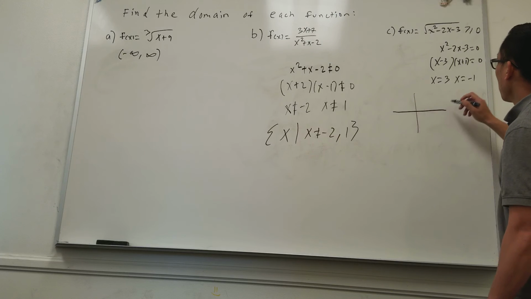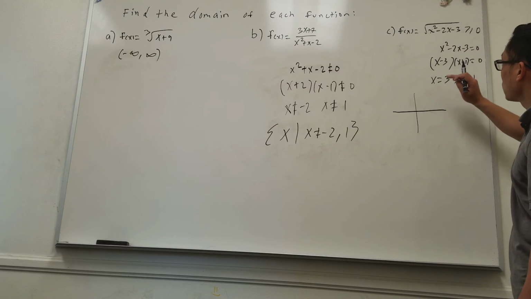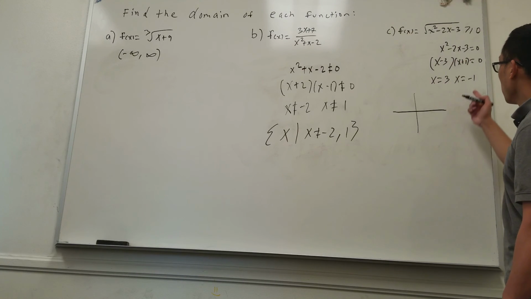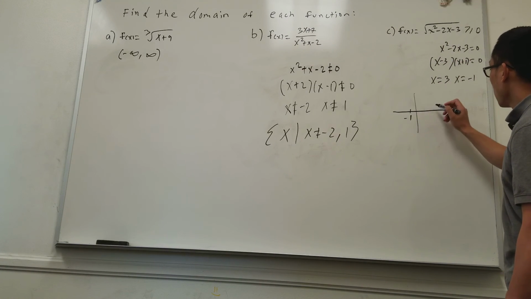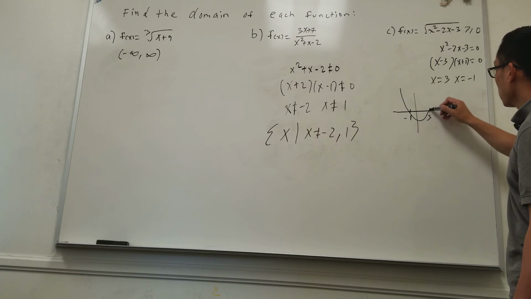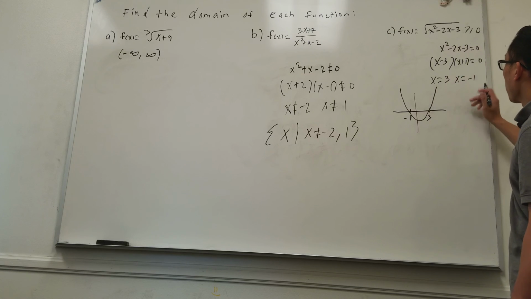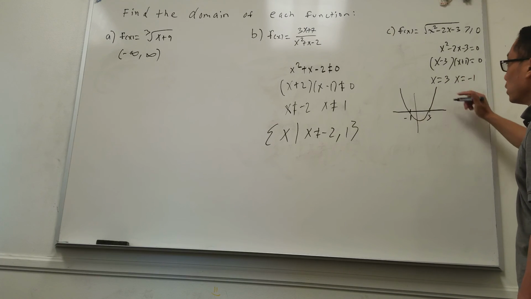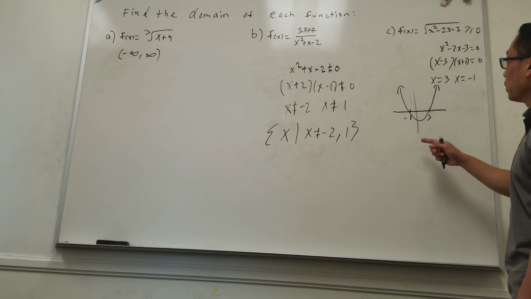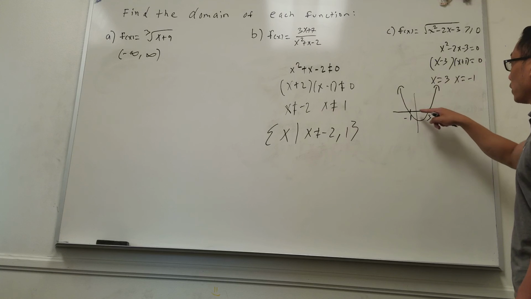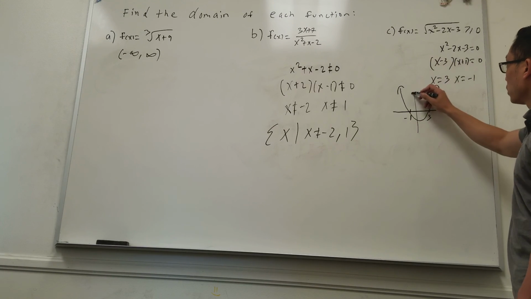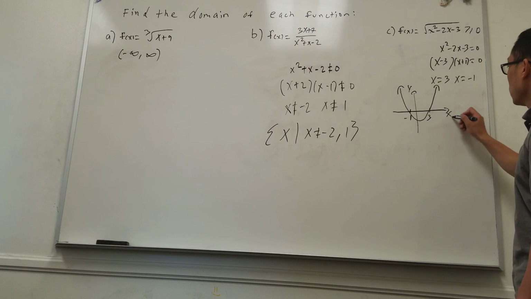So let's do this. I know it's going to be a parabola and it's going to be facing up since the x squared right here is positive, and we have our x-intercepts at negative 1 and 3. It's going to be like this. Okay, now we're basically looking where it's positive or 0. So where is it positive? From looking at our graph, everything above is positive, right? Because this is your y value and this is your x value right here.